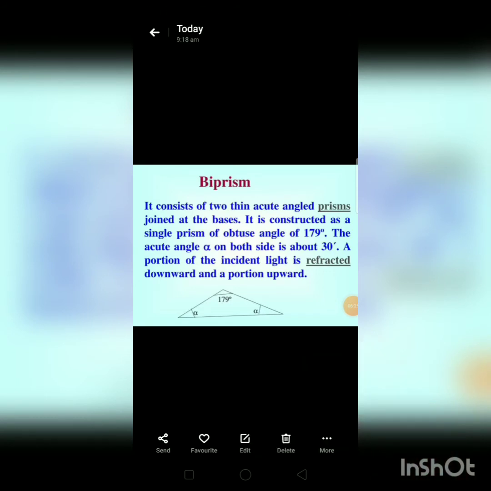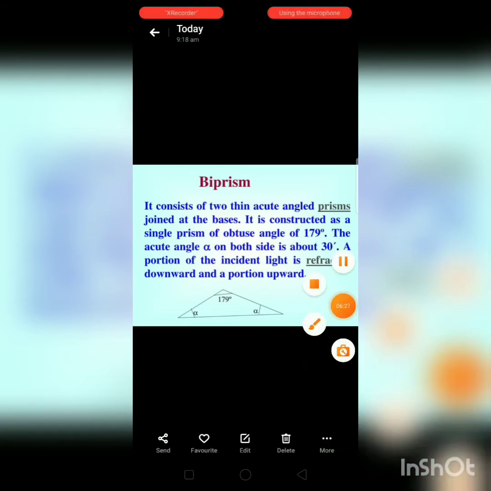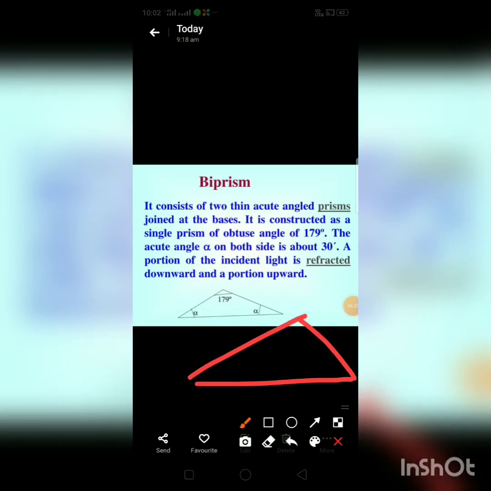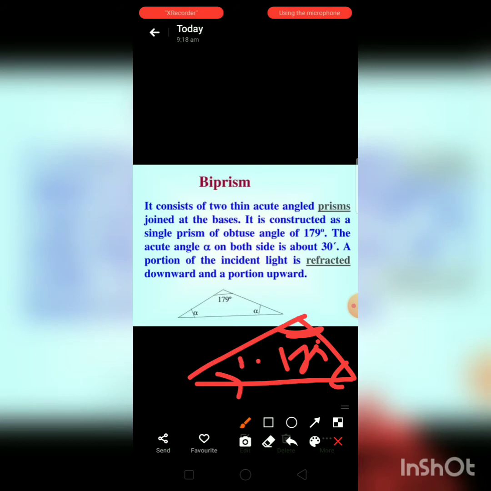So you take this angle here, almost 179 degrees, and the remaining two angles should be half a degree, or 0.5 degree, or 30 minutes. It means half a degree, because 1 degree is equal to 60 minutes, so half a degree means 30 minutes. So the remaining two angles are 30 minutes, or half a degree.